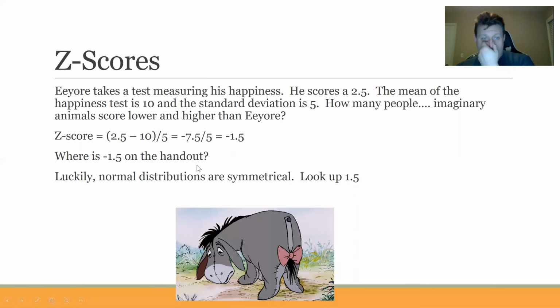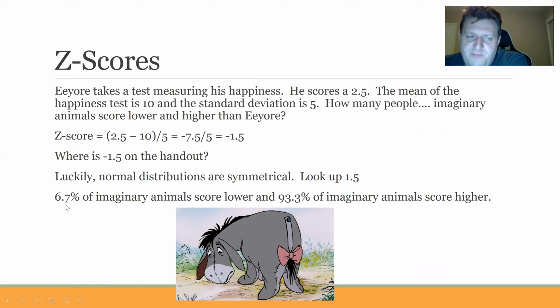All right, so where is negative 1.5 on the handout? It's not there. Normal distributions are symmetrical, so we look up 1.5. So this means that roughly 6.7% of imaginary animals score lower than the value. 93.3% of imaginary animals score higher than negative 1.5, okay? And think about it. Eeyore is a pretty depressed donkey. He's not feeling too good about himself, okay? There's probably a lot of imaginary animals that score higher than him on a measure of happiness. Very few imaginary animals score lower than Eeyore on happiness.